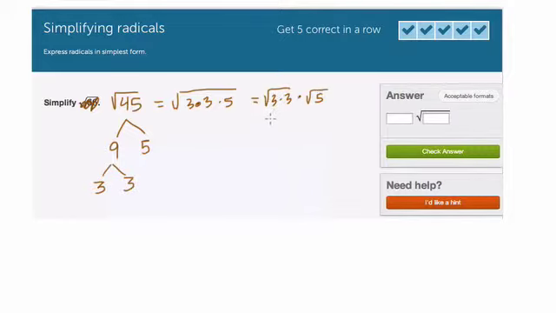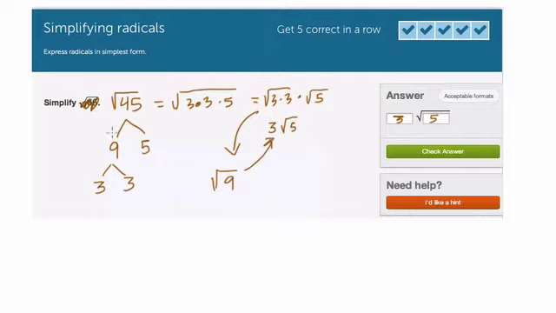The square root of 3 times 3 is just 3, times the square root of 5. So your answer is going to be 3 radical 5. And if that's not helping you, think of it this way. When you have the square root of 3 times 3, that's the square root of 9, and the square root of 9 is going to get you 3.